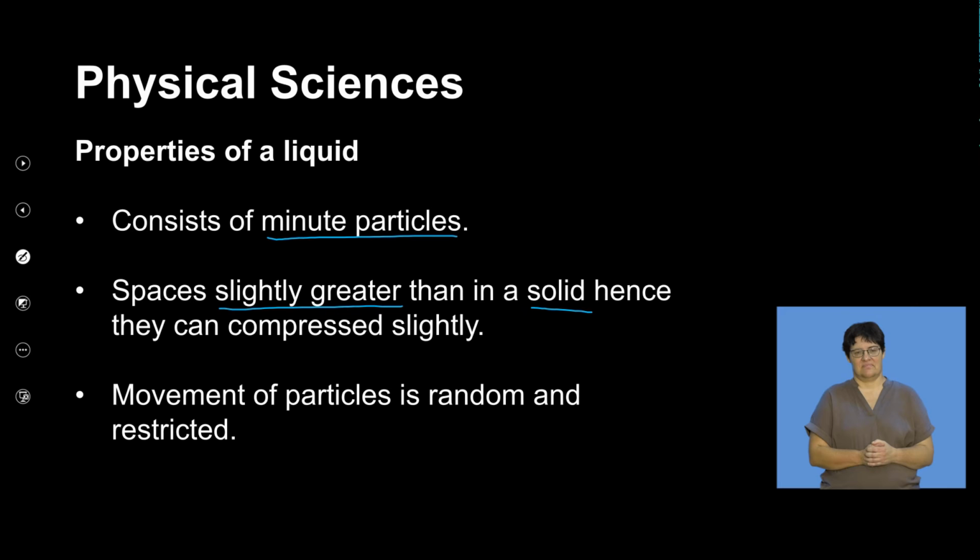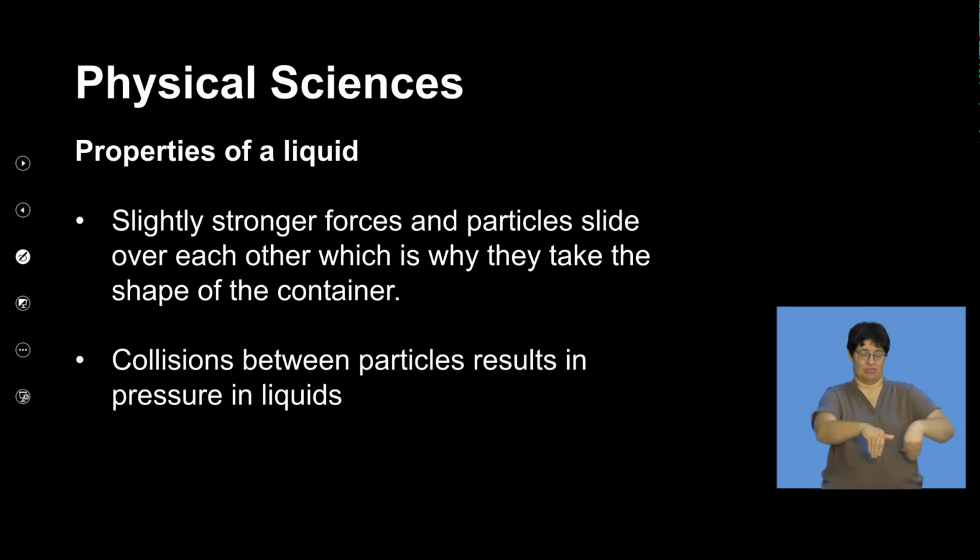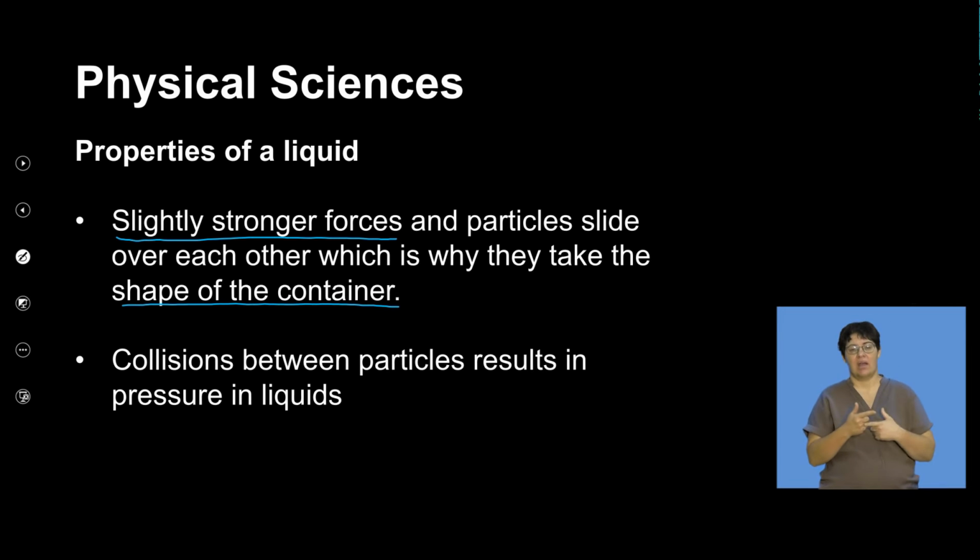Furthermore, if we look at the properties of a liquid, we also want to appreciate that the movement of particles is random. So when we say there is random movement, we're saying it is haphazard. There is no sense of order in which these particles actually move. But this movement is kind of restricted. Why is it restricted? Because there are slightly stronger forces that exist between the particles of a liquid as they slide past each other, which explains why the liquid will actually take the shape of a container, okay?